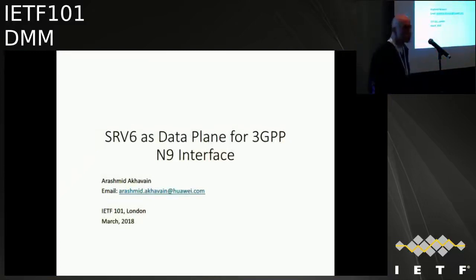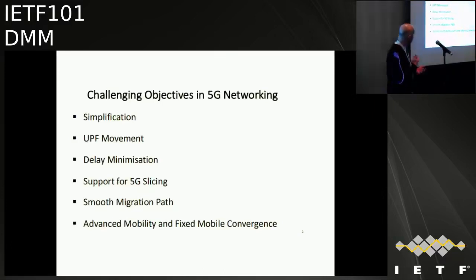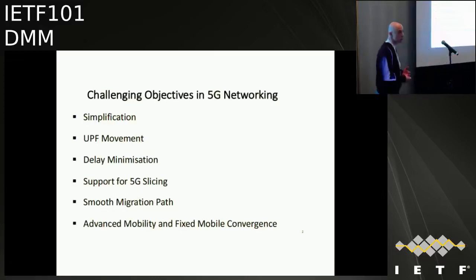So I'm here to briefly talk about SRv6 in 3GPP networks. 5G networking right now has some challenging objectives: simplification, UPF movement, delay minimization, and support for 5G slicing. One of the most important ones is a smooth transition, a smooth migration path, and last but not least, advanced mobility and fixed mobile convergence. So these are the challenging objectives that 5G is trying to address in the new study item that has been put forward.